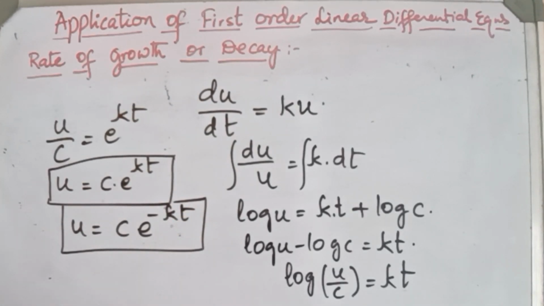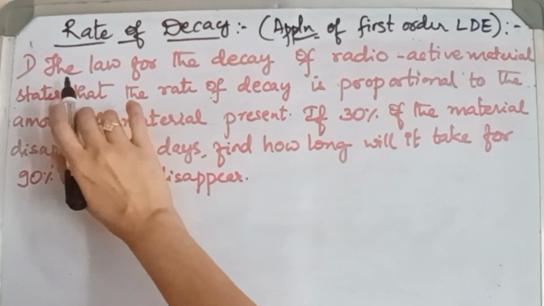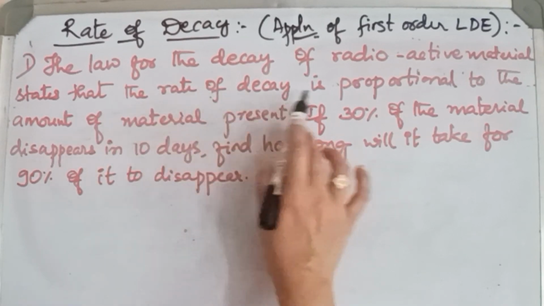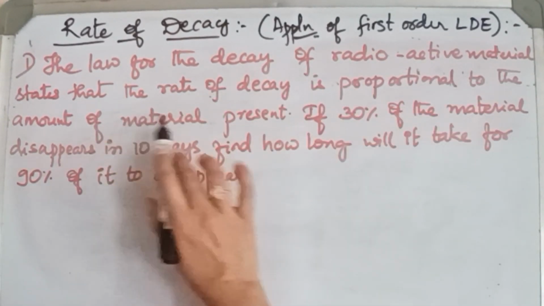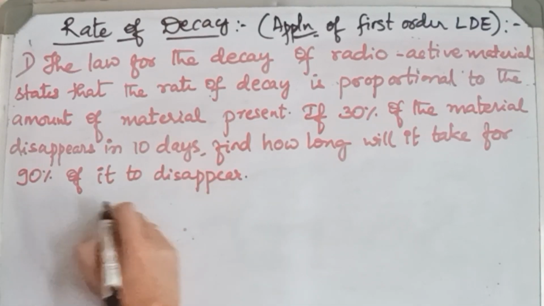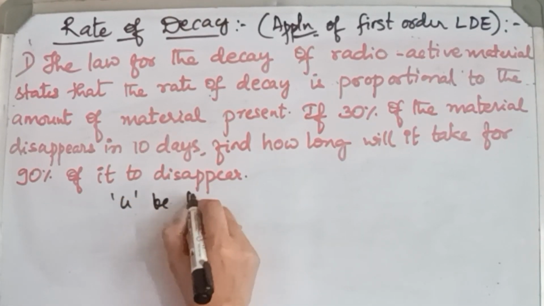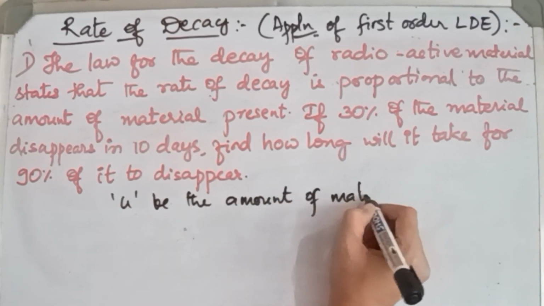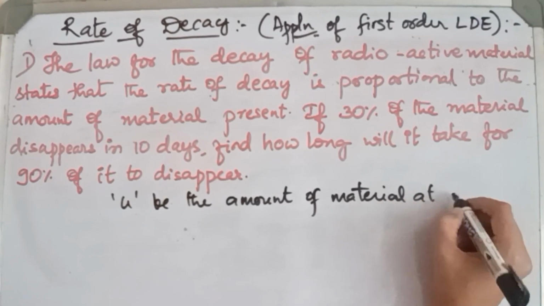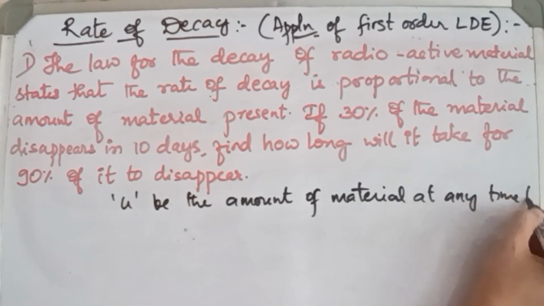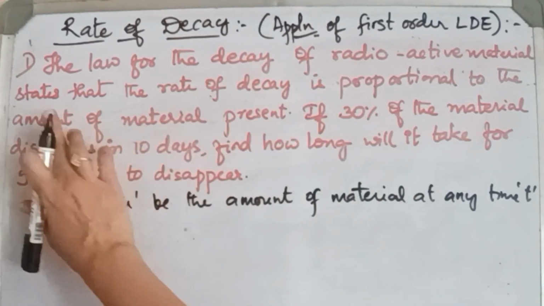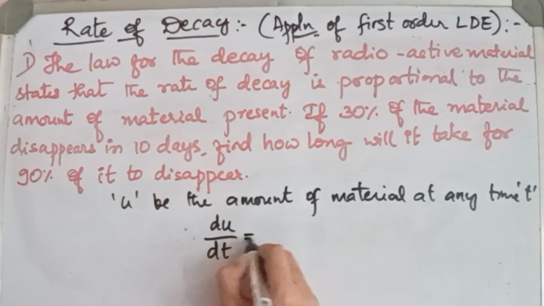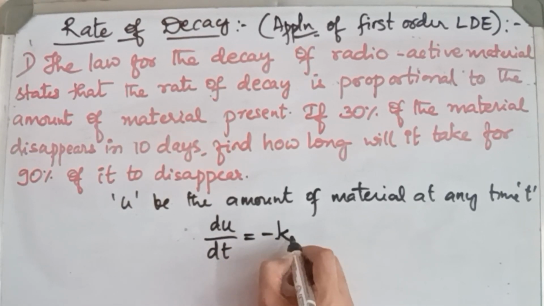Let us solve one problem. See, here is a problem. The law for the decay of radioactive material states that the rate of decay is proportional to the amount of material present. Let U be the amount of material at any time t. So then as per the law, the rate of decay, so du by dt is equal to, it is decay, therefore minus k into u.